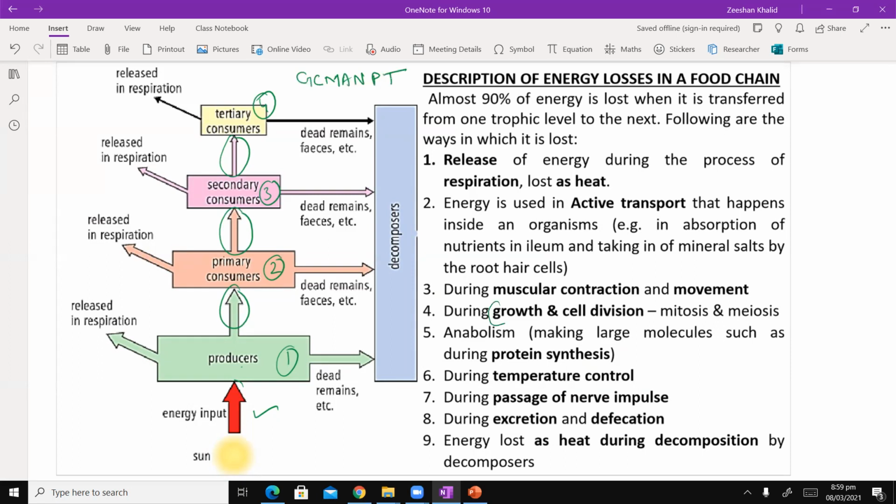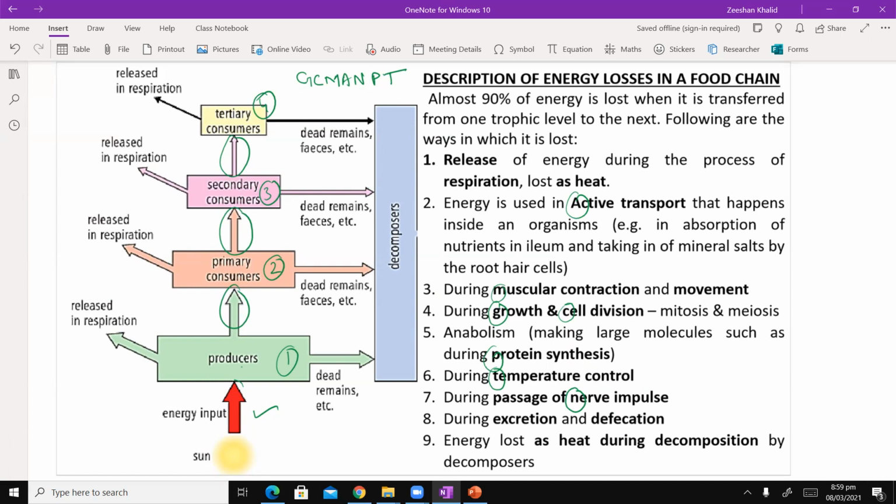So it is used in growth, it is used in cell division, it is used in muscular contraction, it is used in active transport, it is used in passage of nerve impulse, it is used in protein synthesis, and it is used in temperature regulation. Okay, so these all become different marking points if you identify. So these are different reasons.